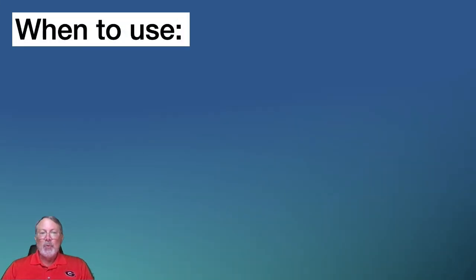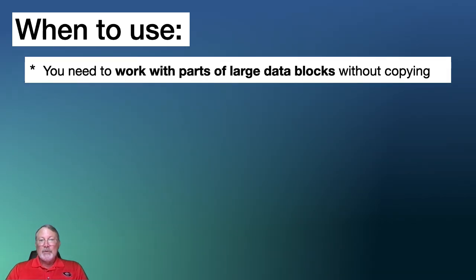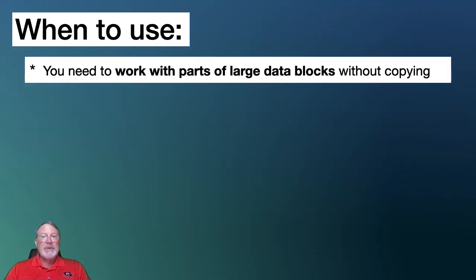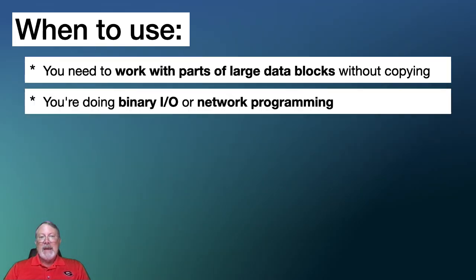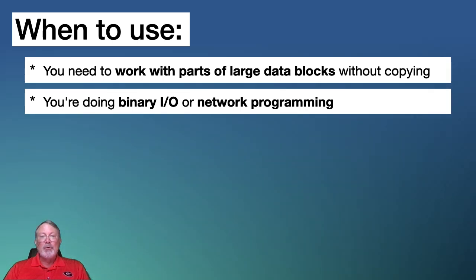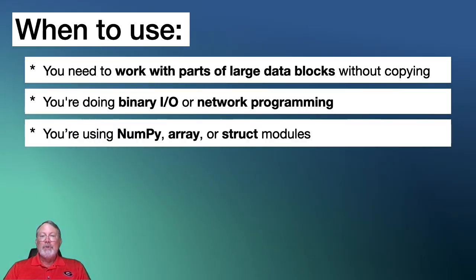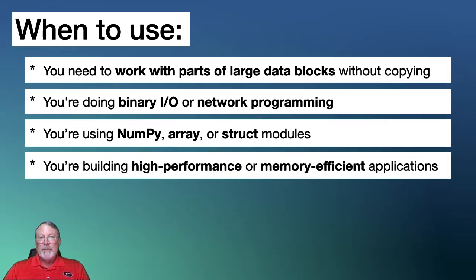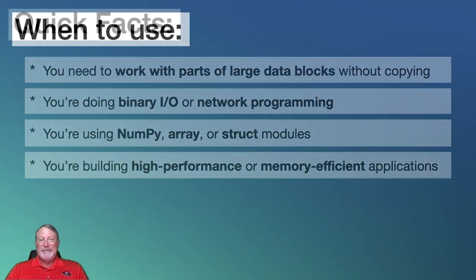Memoryview is ideal when you need to work with parts of large data blocks without copying, when you're doing binary I/O or network programming, when you're using NumPy, array, or struct modules, and when you're building high-performance or memory-efficient applications. It's especially helpful when you're interfacing with low-level data formats or writing efficient data processing pipelines.